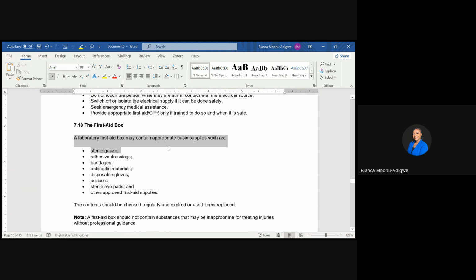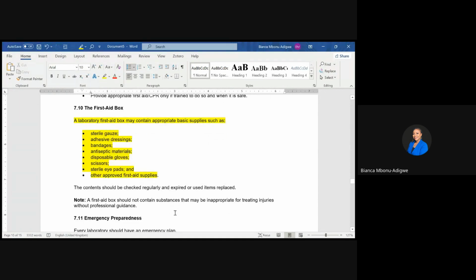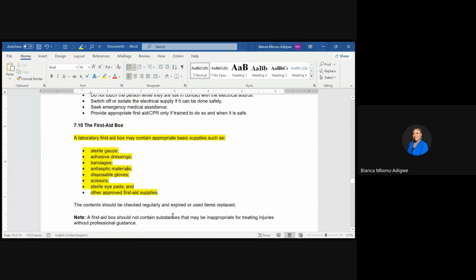I'm also going to expect you to know what you should have in your first aid box. You did this in secondary school, you did it in 100 level, so it's just basic knowledge. What should you have in your first aid box? Sterile gauze, adhesive dressings, there are so many of them, paracetamol, scissors, and so on and so forth. You should know them.